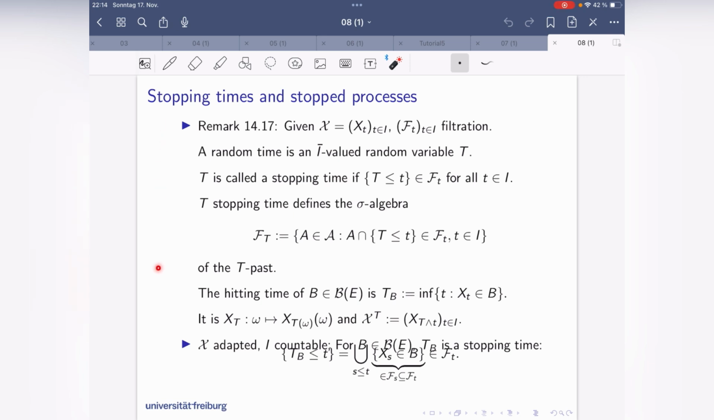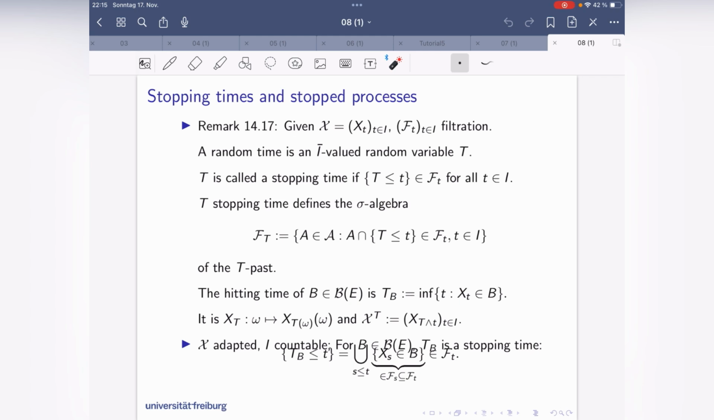This slide here is very general. X is just a stochastic process and F is a filtration. We already know that a random time is a random variable which has values in the index set, maybe also including infinity. And we call a stopping time a time with this property: the event that the stopping time is less or equal to small t is in F_t, which means the event that the stopping time has occurred at or before time t can be decided when I know everything up to time t. This stopping time defines a sigma algebra, F capital T, which we already had. So a set is in this sigma algebra if and only if the set intersected with the stopping time occurring before or at time t is in F_t.